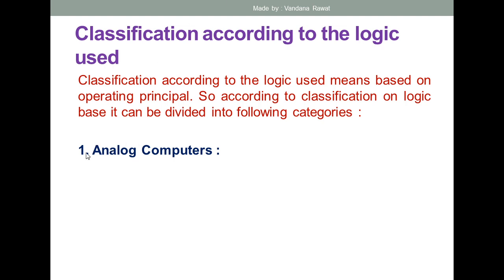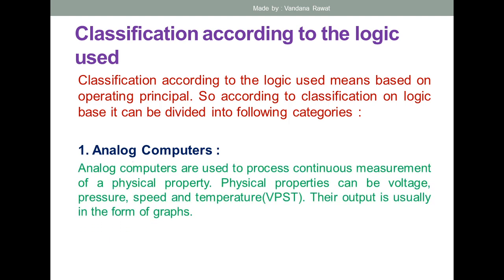First of all, what do you mean by analog? Analog means in a form of signal. Basically these types of computers are used to process the continuous measurement of any physical property. Now what do you mean by continuous measurement? If you are talking about analog, then in case of analog we have continuous measurement. With the help of these computers, you are processing the continuous measurement of a physical property.